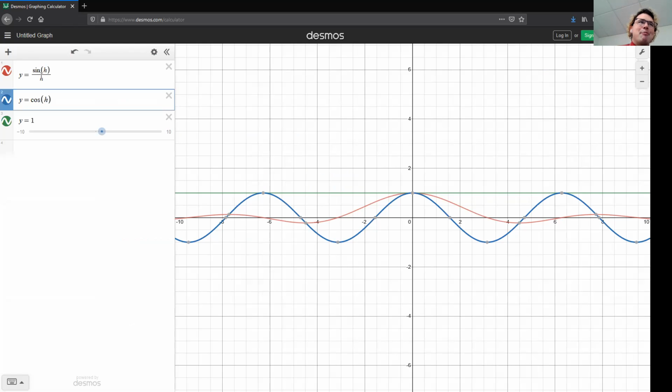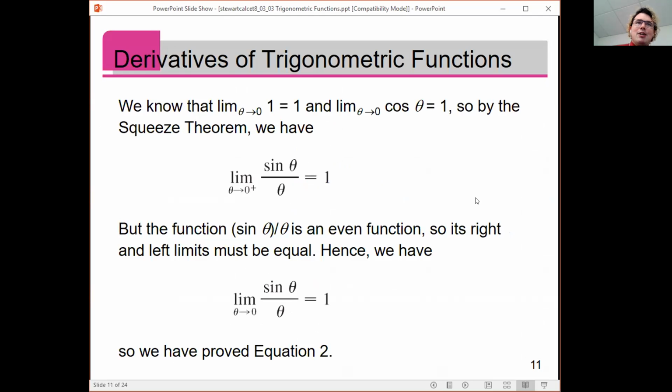So here in red, I have my sine of h on h function, h going to 0. I know it's always less than 1, which I've graphed here in green. I know it's always greater than cosine, which I've graphed here in blue. So by the squeeze theorem, what can this limit be besides 1? Let's go back to those slides. So this limit is going to be equal to 1.